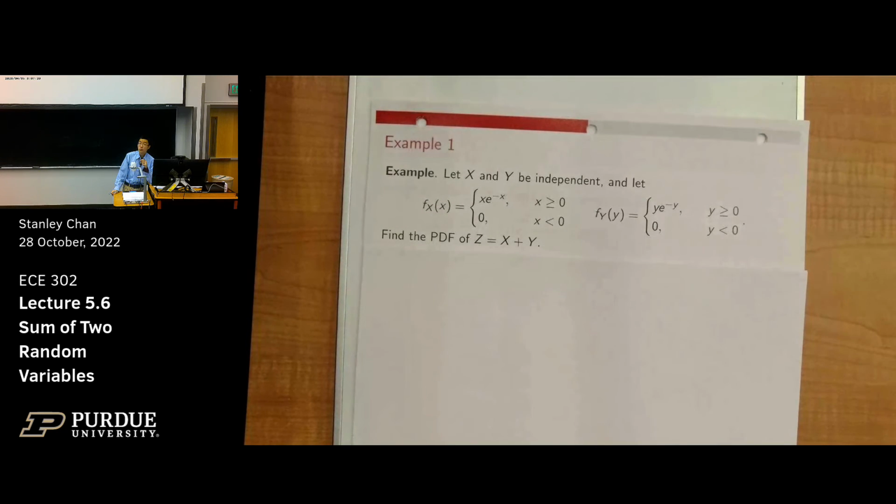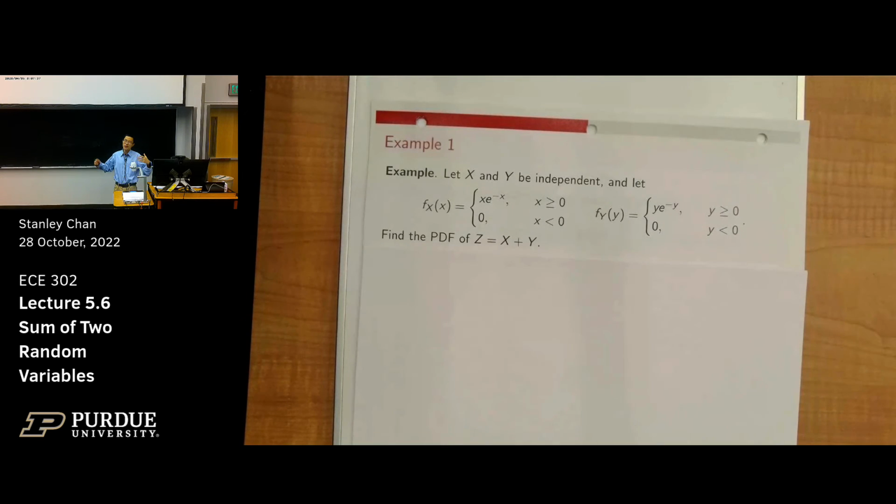Oh, by the way, why do we want to do this? Why do we want to sum two random variables? Summing two random variables is usually not what we do. Usually we're summing 100 or 1,000 random variables.